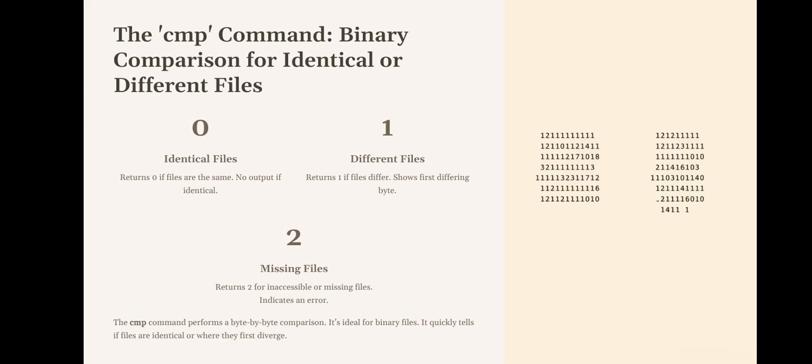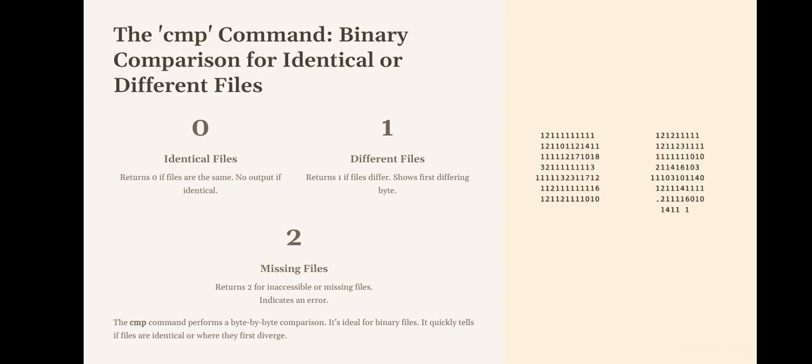Then the cmp command. The second one is the cmp command: binary comparison for identical or different files. The cmp command in Linux is used to compare two files byte by byte. 0 is identical files: returns 0 if files are the same, no output if identical. 1 is different files: returns 1 if files differ, and shows the first differing byte. 2 is missing files: returns 2 for inaccessible or missing files, which indicates an error.